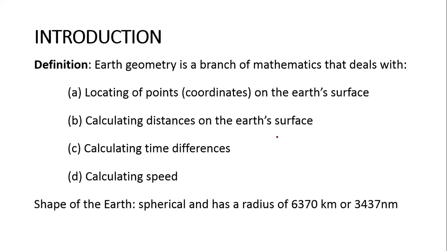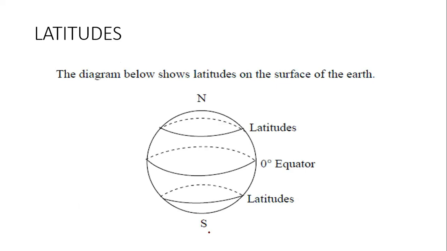All right, the shape of the Earth is spherical, and the Earth has a radius of 6,370 kilometers, or 3,437 nautical miles. What this means is that when you convert these kilometers, they give you these nautical miles. So the radius, with a capital letter R, in kilometers is 6,370, whereas in nautical miles it is 3,437. All right. The Earth is made up of imaginary lines that are drawn on it.